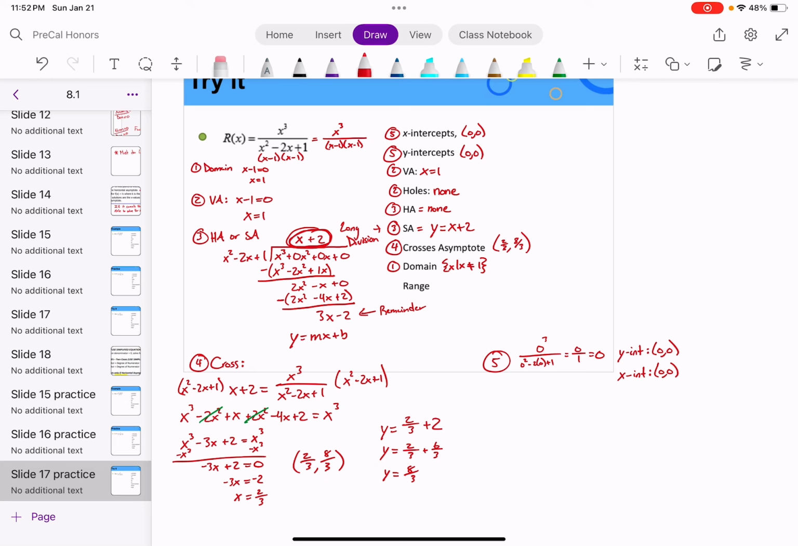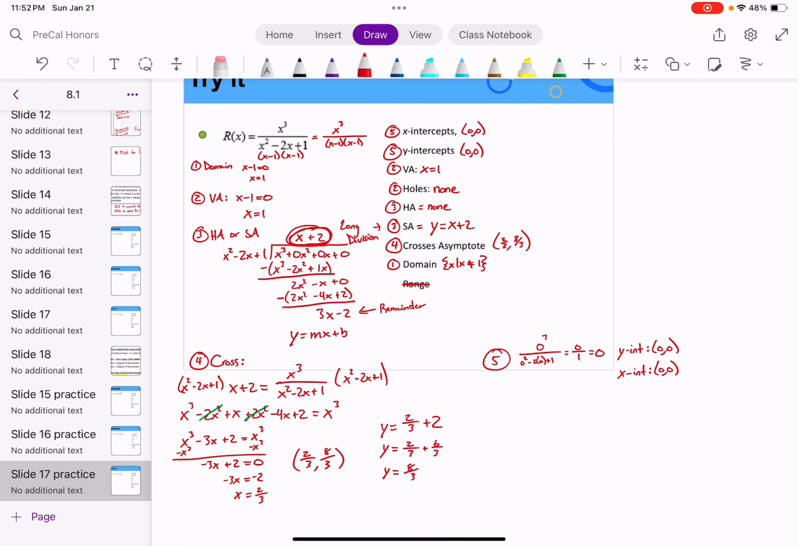So that leads us to our range. Now, we are not going to do the range or the end behavior anytime that we have a slant asymptote. So because of that, we can just cancel that off, and we are actually done with this problem.